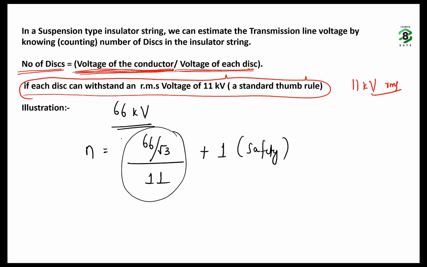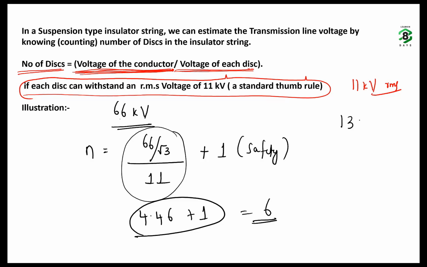We'll get 4 point something, right? Anyone tell me what is this value? N value? 4.46. 4.46 plus 1. So we cannot have 5.46, so we'll go to the next ceiling number. So it will become how much? 6. 6 discs are required for a 66 kV line. Okay. Now tell me, for a 132 kV line, how many discs are required?